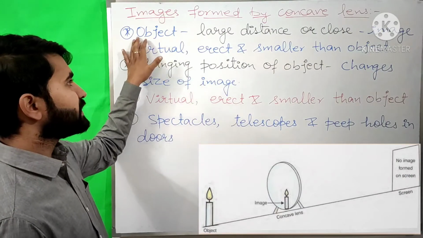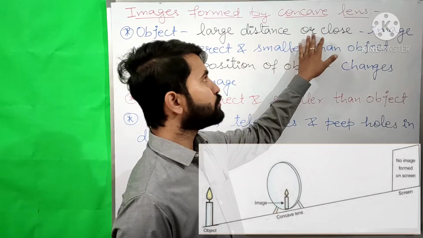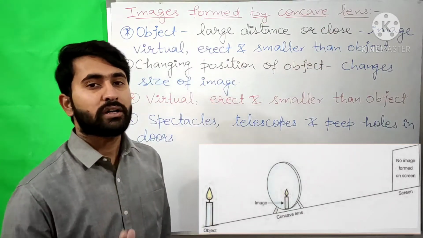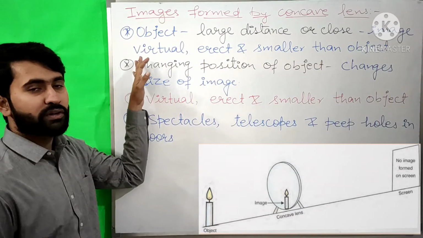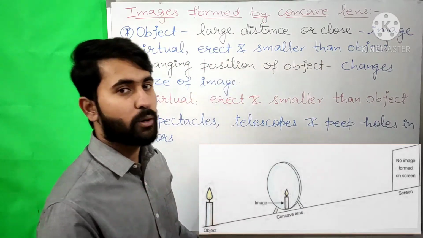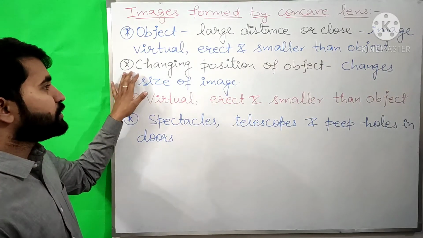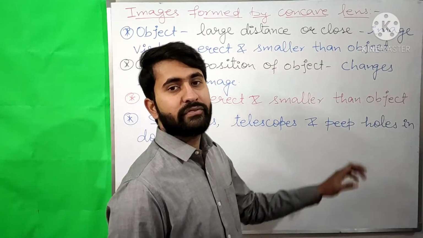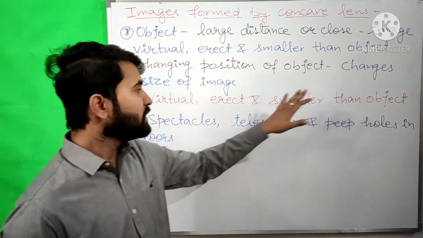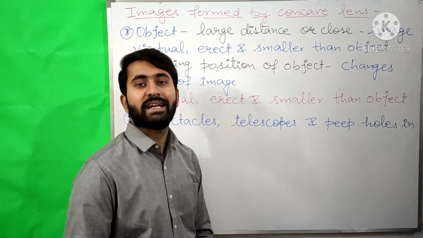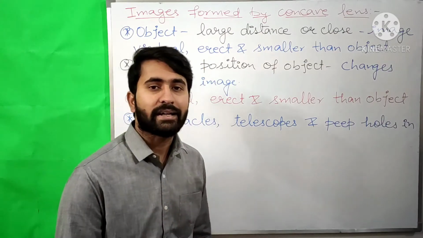Whether an object is placed at a large distance or very close to the concave lens, a concave lens always forms an image that is virtual, erect and smaller in size than the object. Changing the position of the object in front of the concave lens only changes the size of the image, but the image always remains virtual and erect.